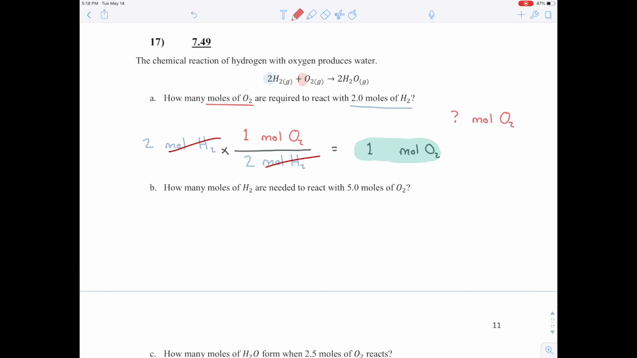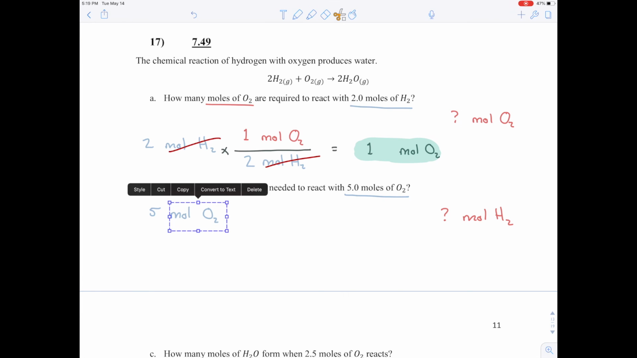It says how many moles of H2, so now we're looking for moles of H2, are needed to react with, here's our number, 5 moles of O2. So they're giving us 5 moles of O2. Oh, also another thing, you see that mole here is spelled MOLES. The abbreviation for mole is MOL. So MOL is the abbreviation for MOLE. So you could write it either way. All right, so we have these two units. It's a conversion problem. In order to do the conversion, we need a conversion factor that relates those two units.